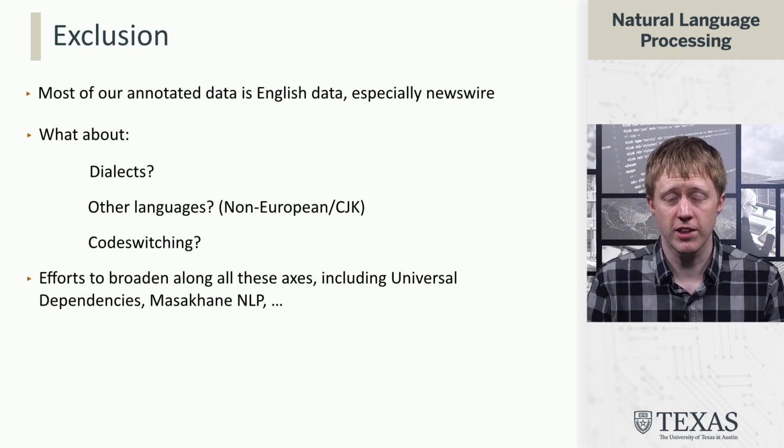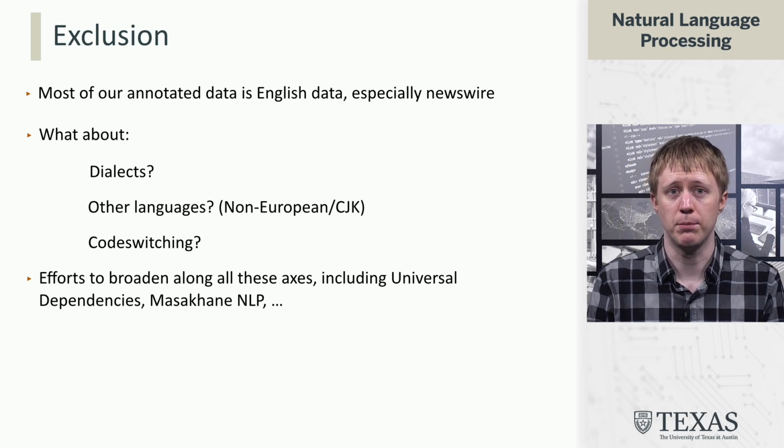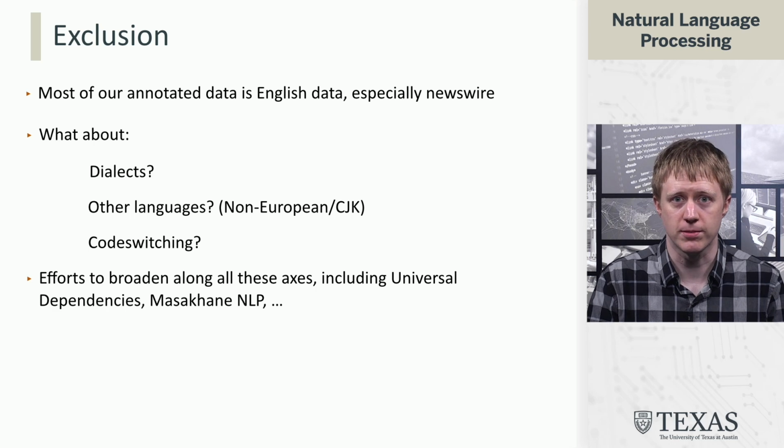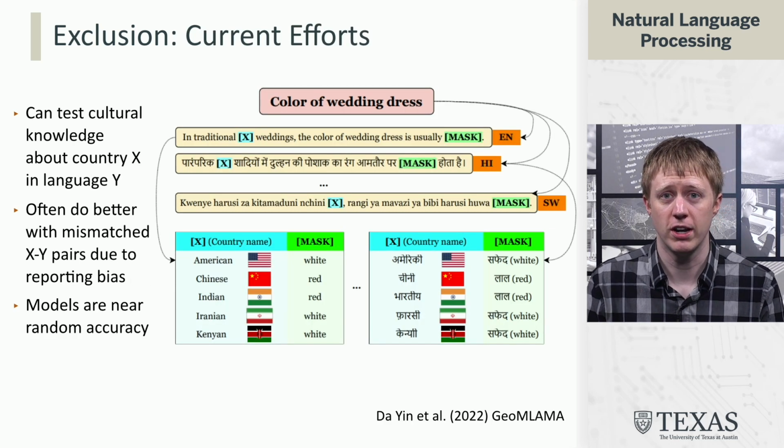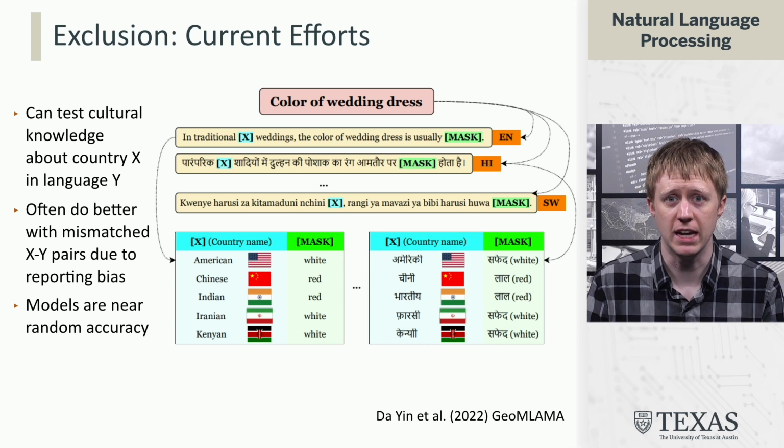So the good news is that there's a lot of effort to broaden things along all of these axes. For example, the Universal Dependencies Project originated to try to make syntactic parsers that would work well for lots of different languages and dialects, et cetera. Masakhane NLP is a project to basically build out all sorts of NLP technology for a variety of African languages. I'm going to also highlight a couple of other current efforts which I think are particularly interesting data sets.